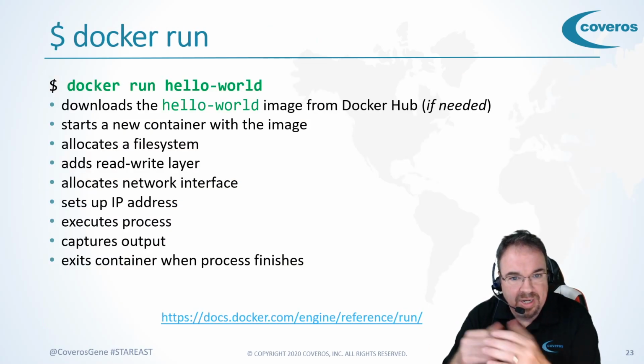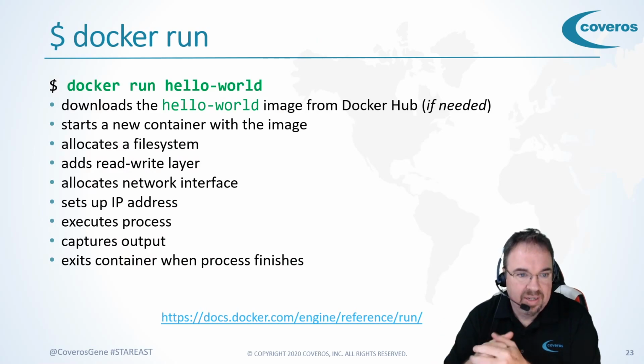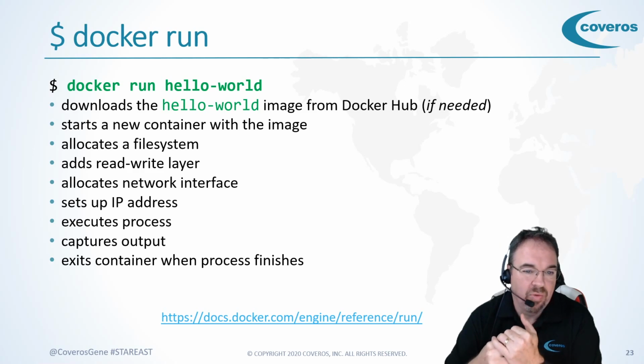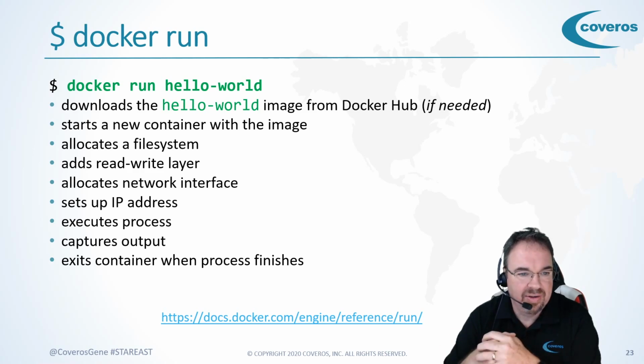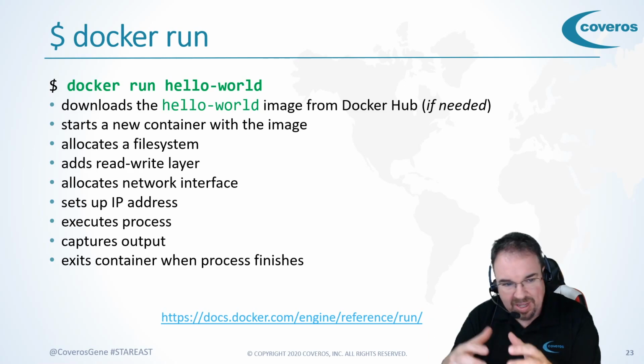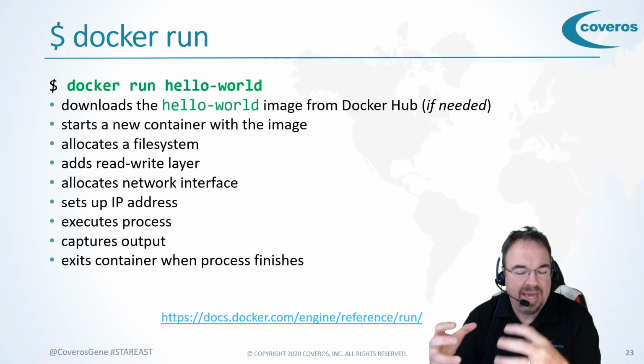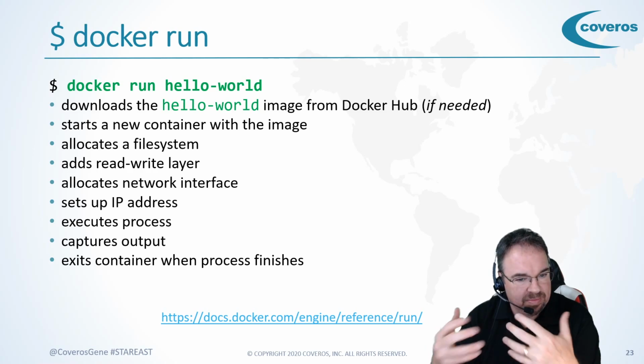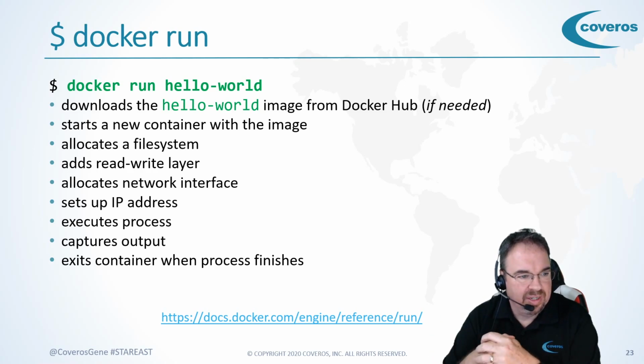Docker run hello world. It downloads the image if needed. It starts a container. It allocates a file system, adds that read-write layer that we talked about, just a thin layer at the top. We're going to see a little bit more into how this works in just a few minutes. It sets up a network interface, gets an IP address for it, executes the process, captures the output, and then when it's all done, it exits the container and the container shuts down. There are different ways to affect the way that runs, but that's what happened here.